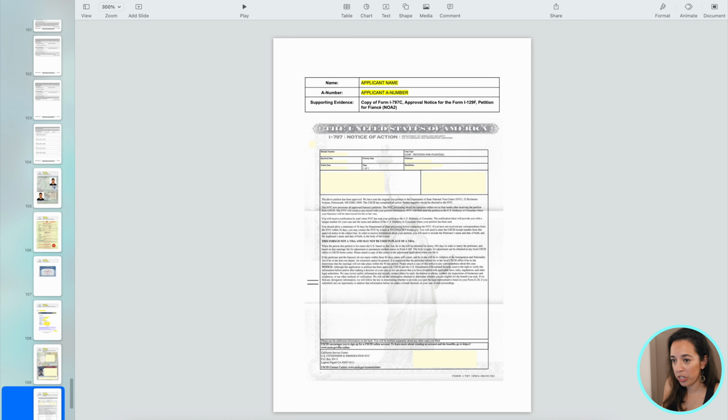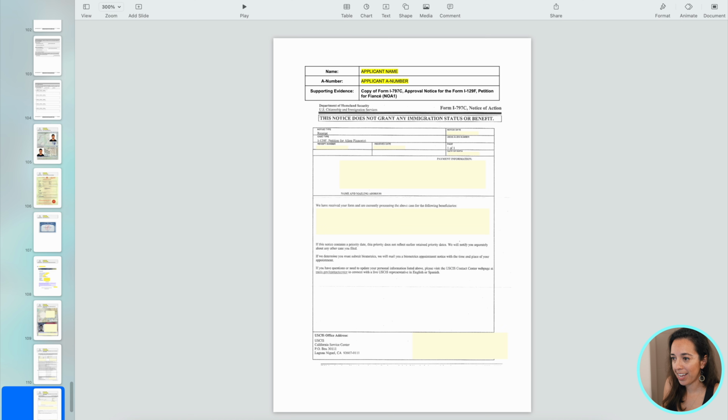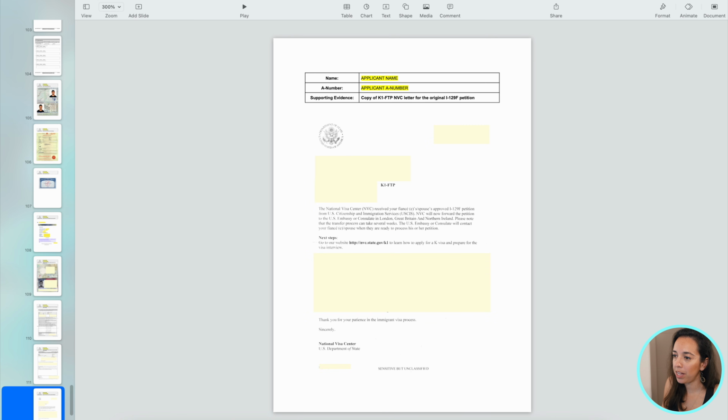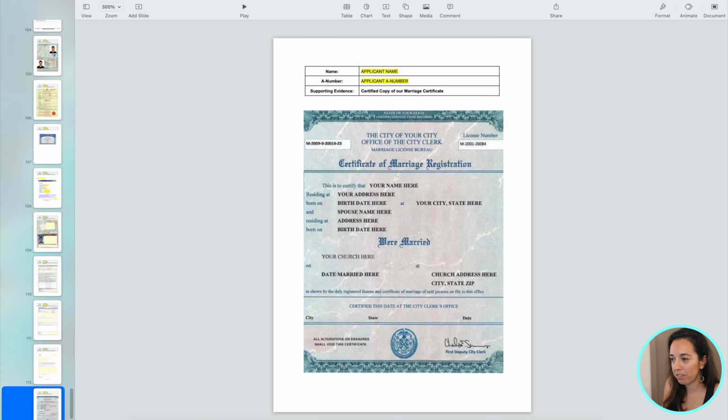We added our NOA 2. We added our NOA 1. And we added our K-1 FTP NVC letter. Finally, we added another certified copy of our marriage certificate.